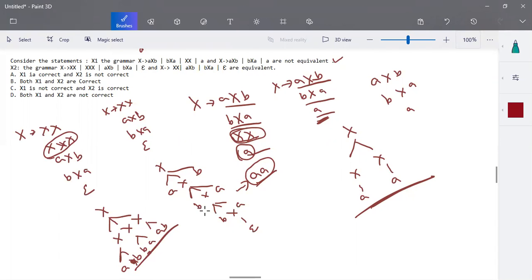Okay, so it is going to generate an even number of A's and B's. Okay, and both the grammars are same. Whatever is generated by this grammar is generated by the other grammar too. So here we can say this is equivalent, and the statement also says that this is equivalent. Okay, so both X1 and X2 are correct. Okay, so the answer here is option B. Both X1 and X2 are correct. Okay, thank you.